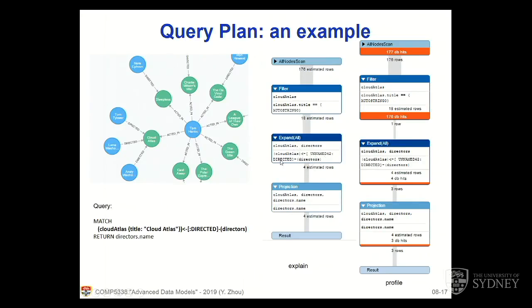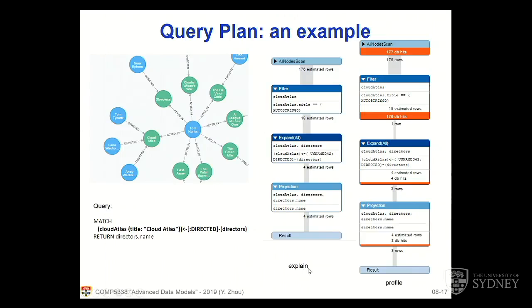By finding the direct relationship and then directors. And after we expand that, we find all the matching paths, and then we can find the target node. And then we do a projection to find its names, like searching the properties file to find the name properties.